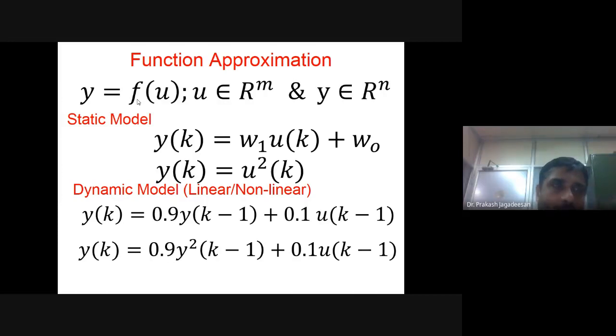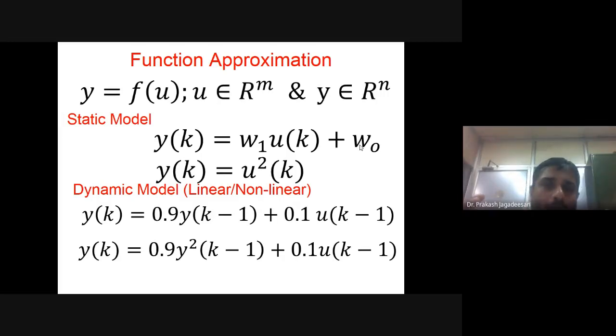We can build it, and the governing equation of a static model is an algebraic equation. Here I've given 2 examples. y of k equal to w1 times u of k plus w0. This can be viewed as y equal to mx plus c, where x is your u of k, and your m is w1, and your c is nothing but w0. So w0 and w1, you can imagine them as weights. In neural networks, w0 and w1 are considered as weights, the coefficient of u of k, and w0 can be considered as a constant.